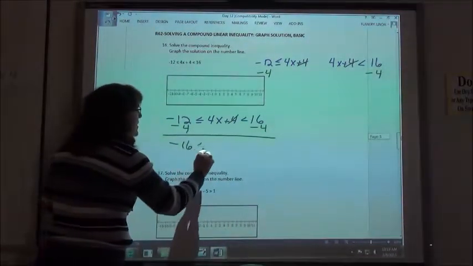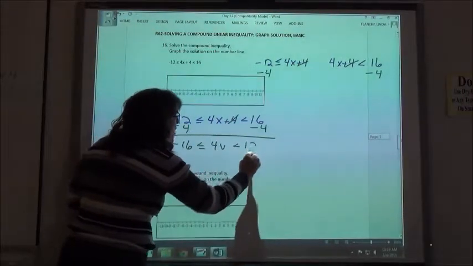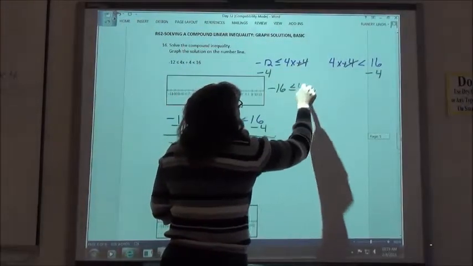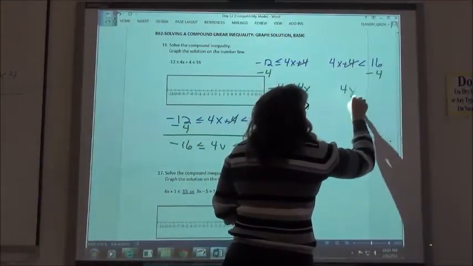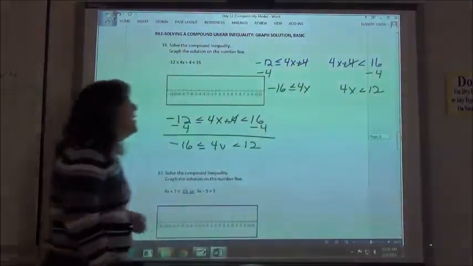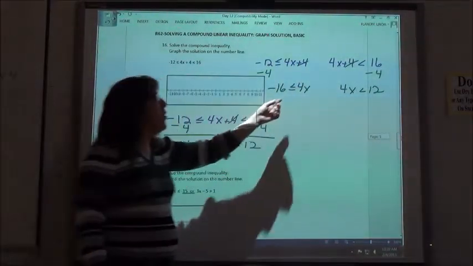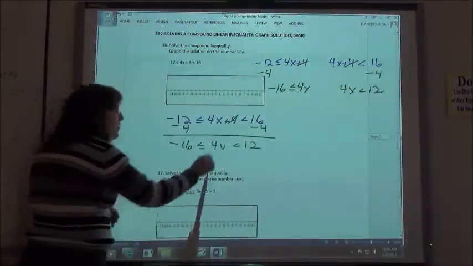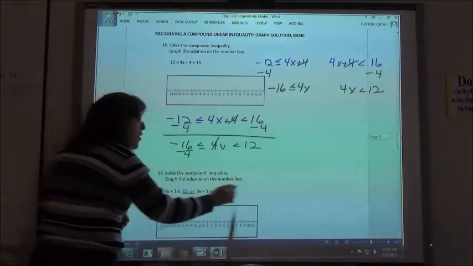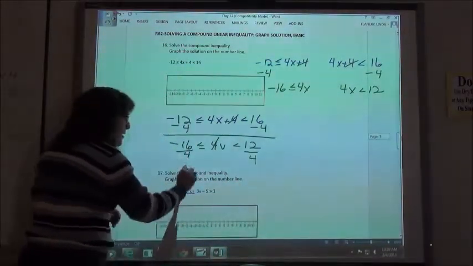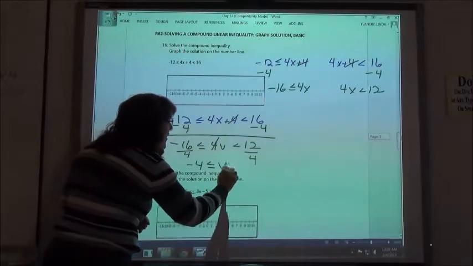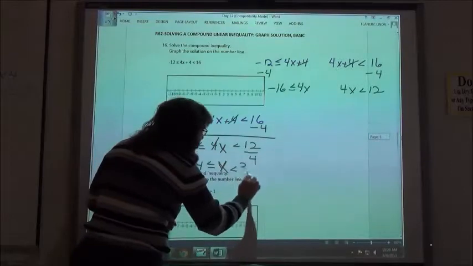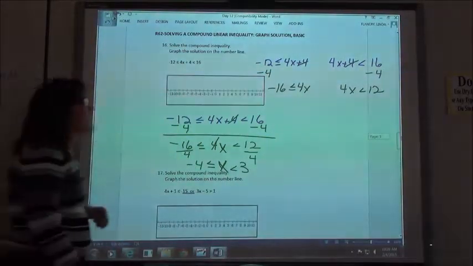Negative 16 is less than or equal to 4x, which is less than 12 then. Be the same thing as I got over here if I did them both separately. Same thing on my next step. My next step on both of these would be dividing by the 4. So when I divide by the 4 here, I have to divide by the 4 on both sides. Negative 4 is less than or equal to x. It should have been an x. Which is less than 3. Same thing I would have got over here.